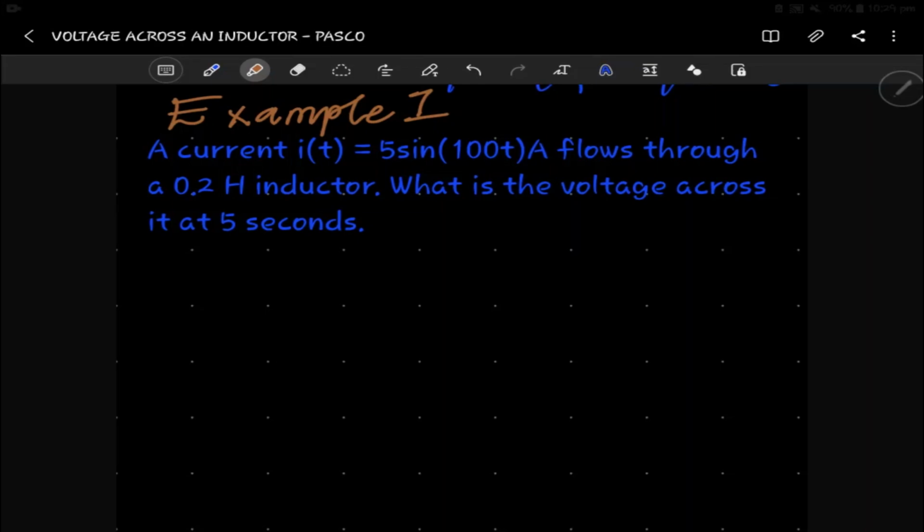So in this example, it reads a current i(t) = 5 sin(100t) flows through the inductor. So this is the inductor in Henry, right? And there's a sinusoidal current. So what is the voltage across the inductor at 5 seconds? That's what it's asking us to do.